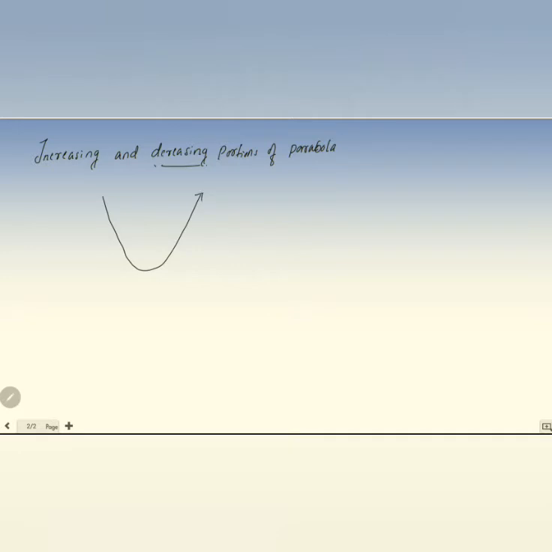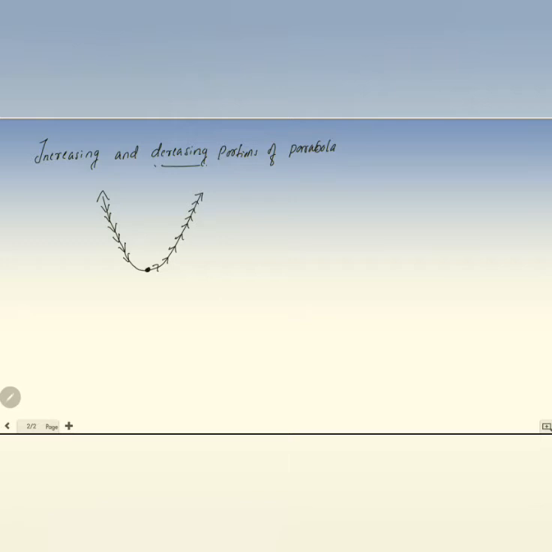Okay, now here we are discussing increasing and decreasing portions of a parabola. Look from left to right. You can see that the graph is moving down. See, that portion of the graph is decreasing, and at the turning point the graph is neither decreasing nor increasing. After the turning point, the graph started increasing. So this is how we can identify increasing and decreasing portions.